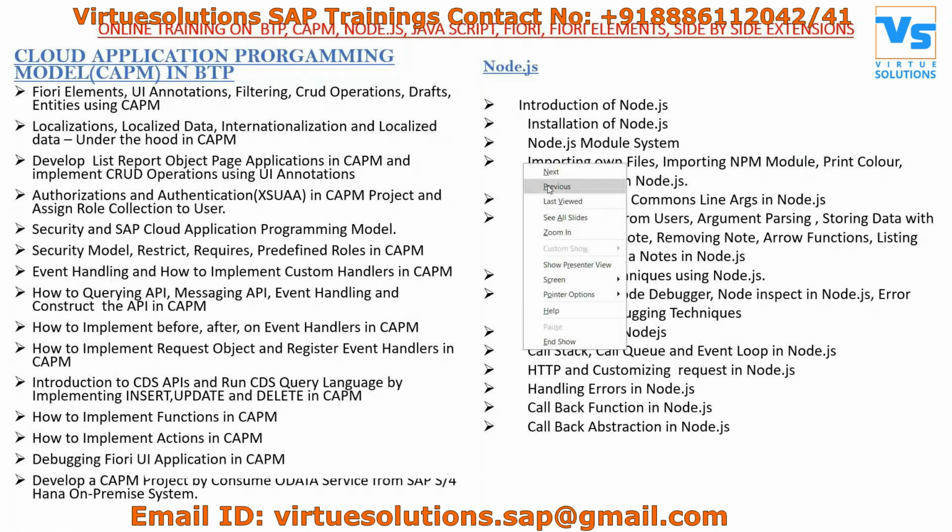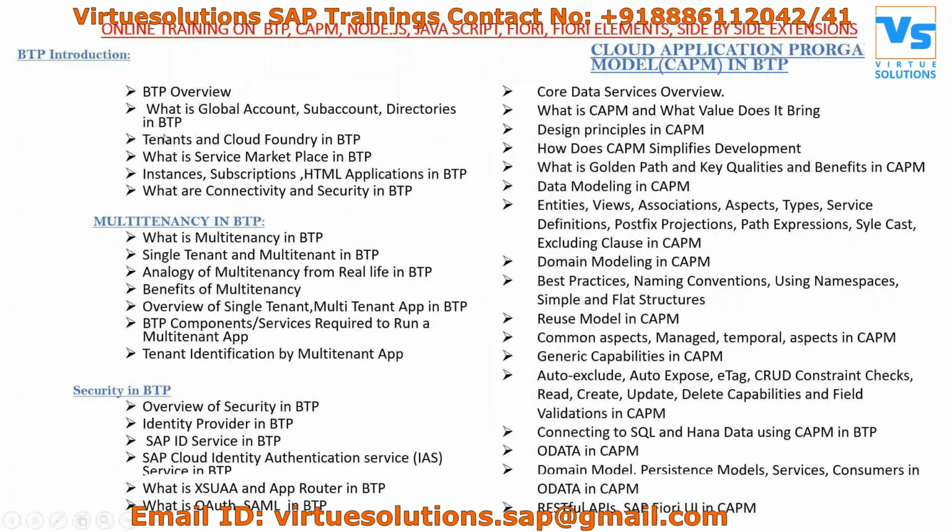Again, I'll come back: what is multi-tenancy in BTP? Then I'll start BTP. Then what is security in BTP? Once that is done, I'll start with CAPM. What is CAPM? Design principles, golden paths, domain modelings, postfix path expressions, best practices, naming conventions, common aspects, connecting to SQL and HANA database, domain modelings, RESTful APIs, and SAP Fiori.